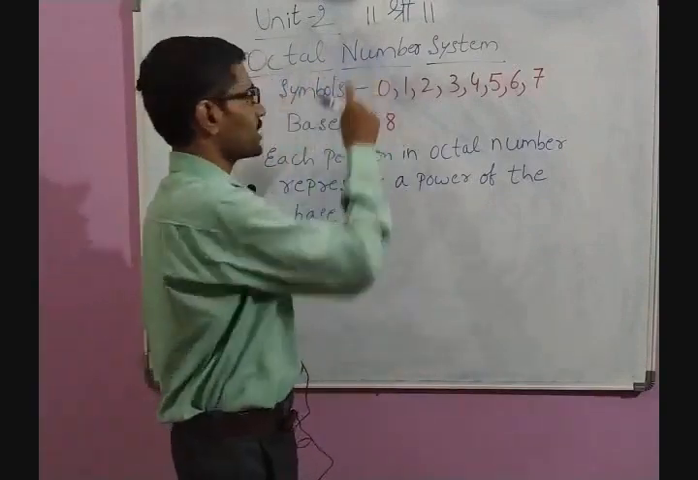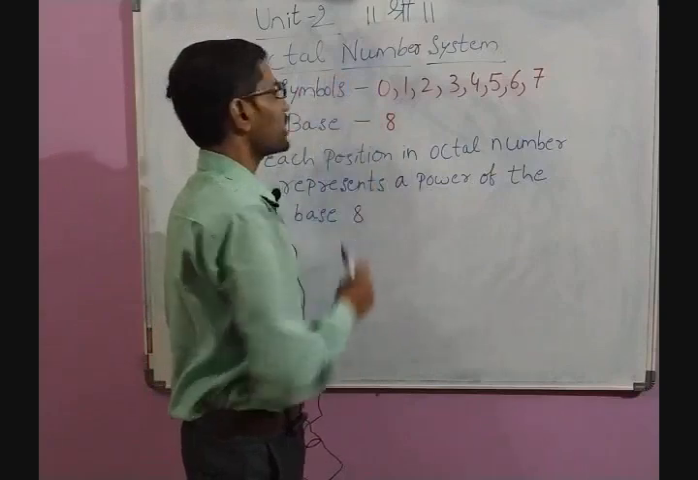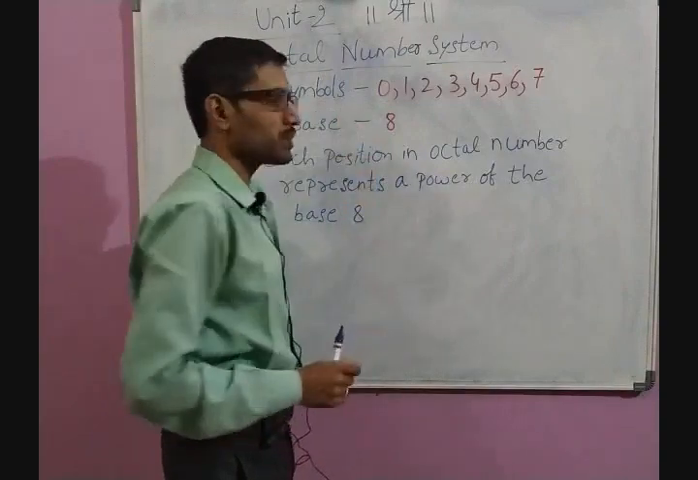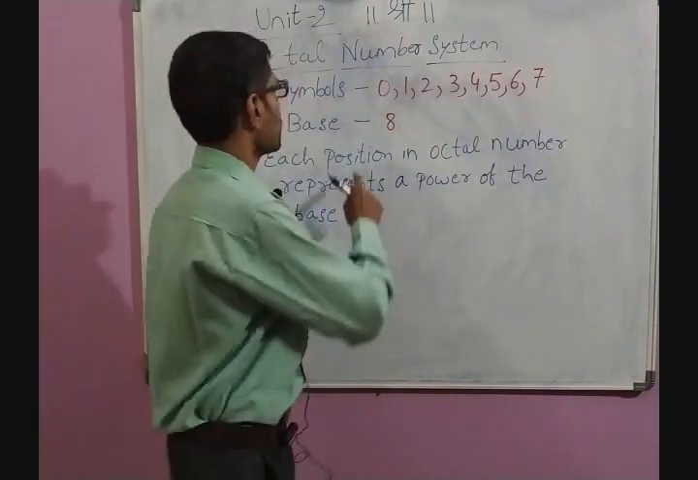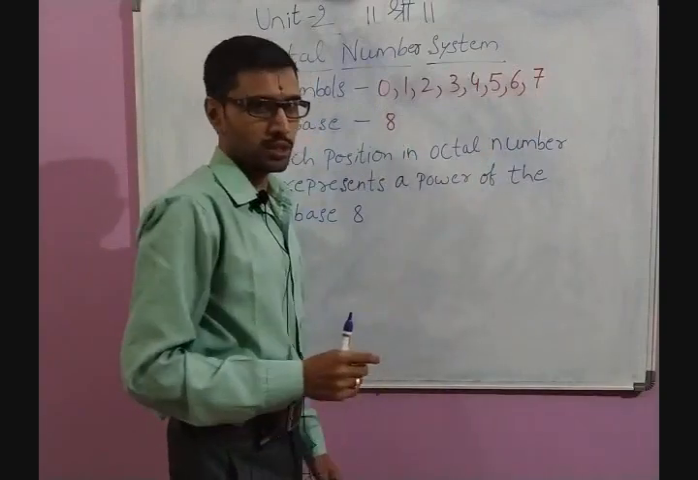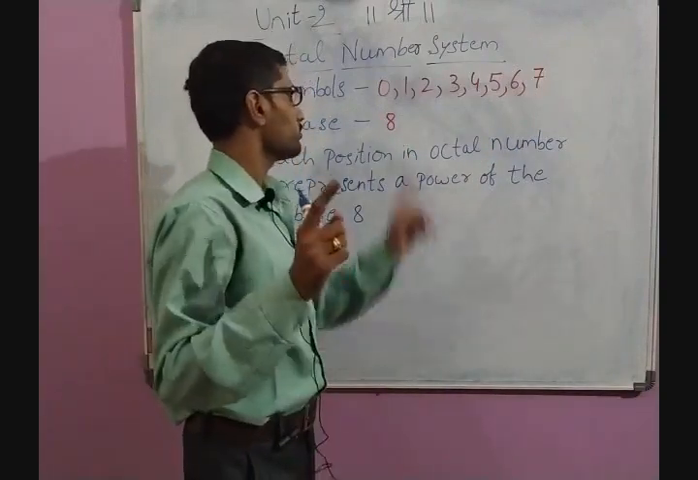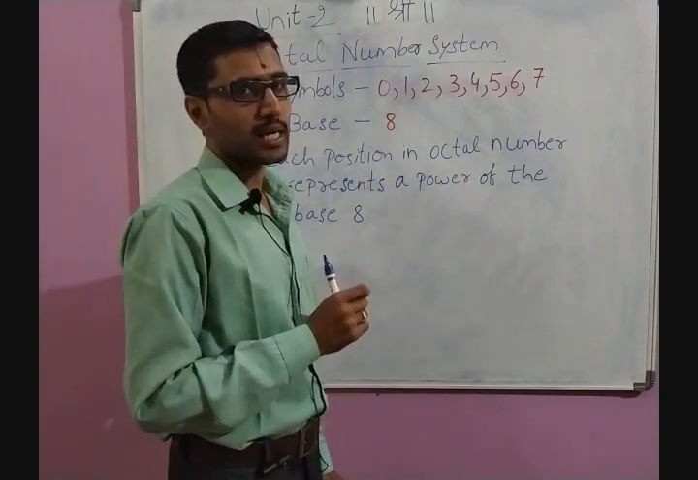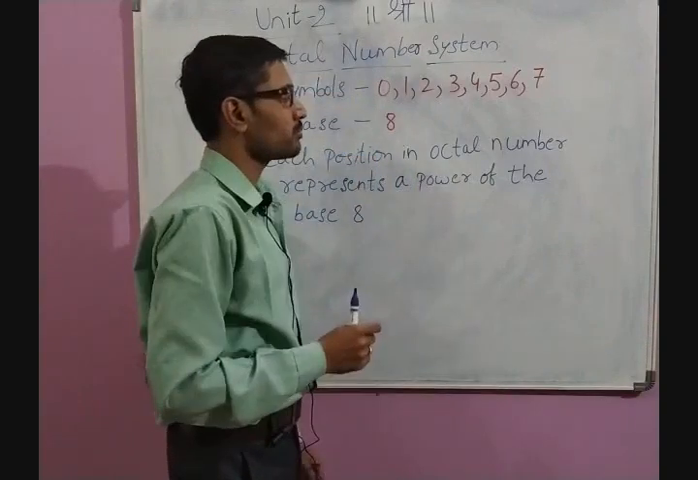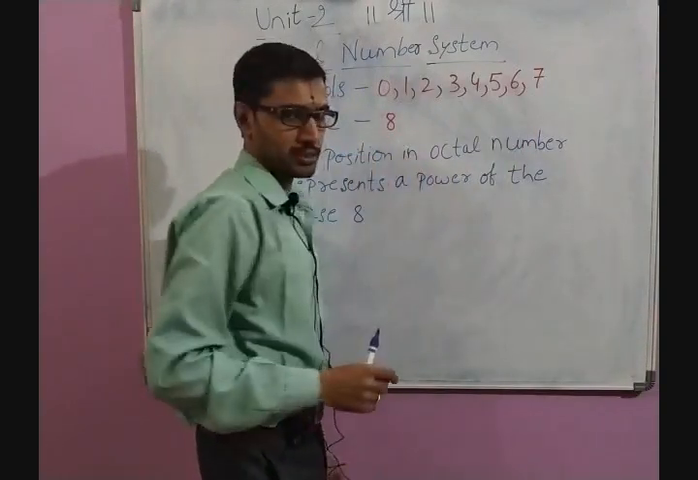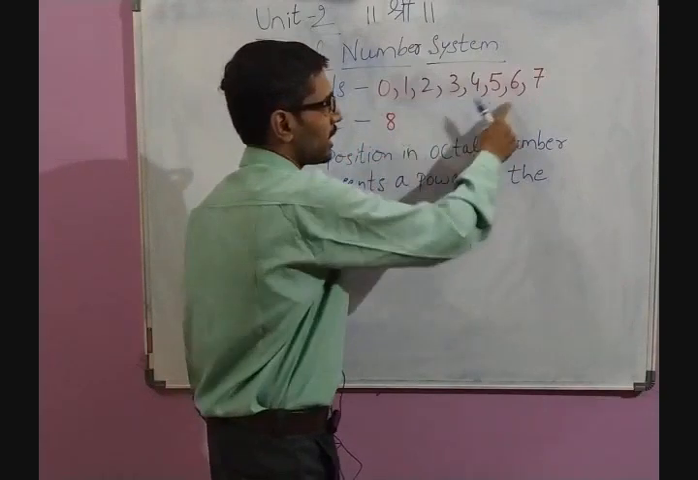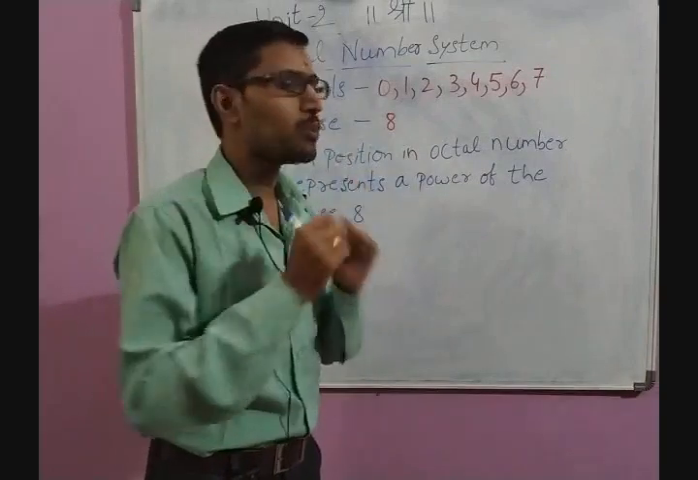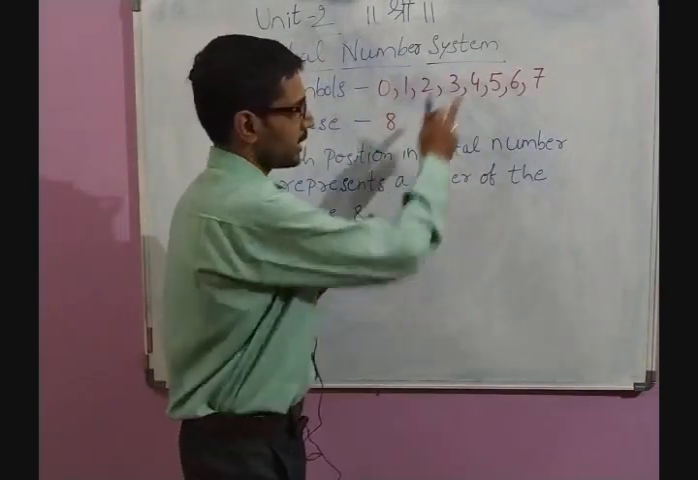As the name itself suggests, the base of the octal number system is 8, and the symbols present in it range from 0 to 7. The smallest single digit will always start with 0, and the largest single digit in this octal number system is 1 less than the base. So the base is 8 here, and the largest single digit is 7. But the total number of symbols present in this number system is 8.